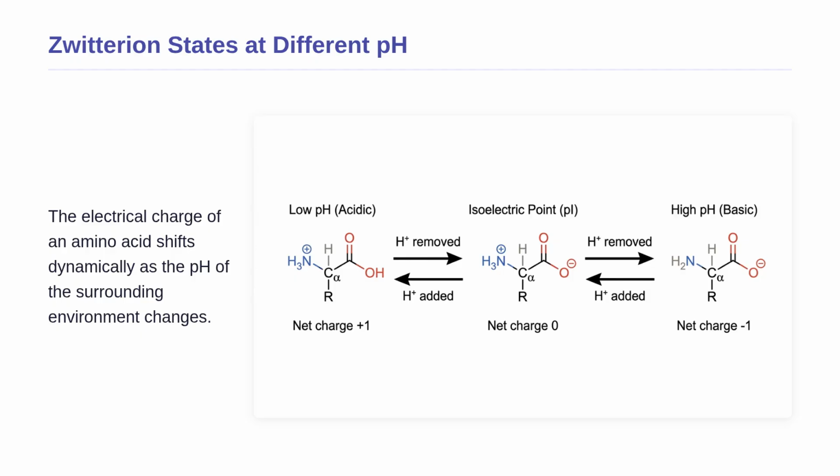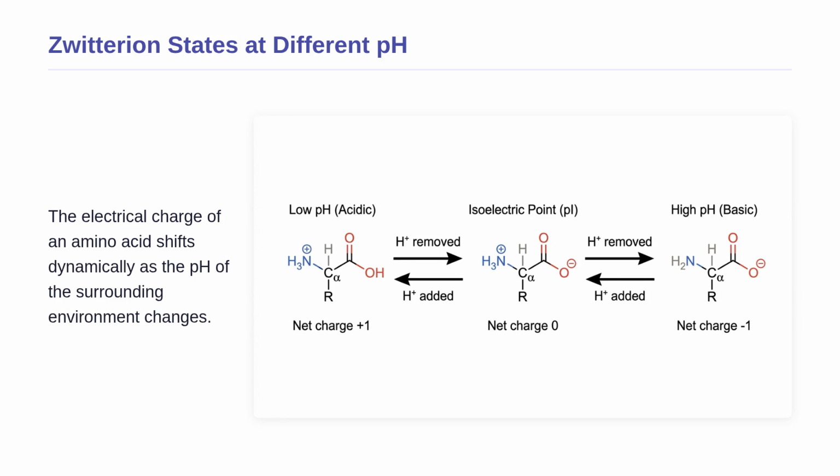To visualize everything we have just learned, let us look at this diagram showing the zwitterion states at different pH levels. On the far left, in a low pH or highly acidic environment, the amino acid has accepted extra protons, giving it a net positive charge of +1. As we move to the center, we reach the isoelectric point. Here, the molecule has lost one proton, creating a state with both a positive and a negative charge that perfectly cancel out, leaving a net charge of 0.